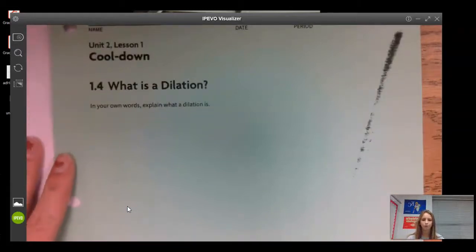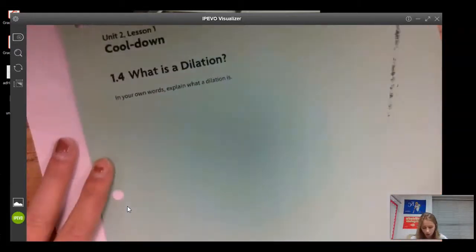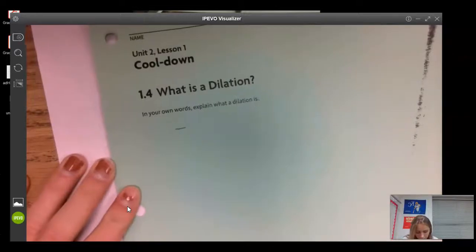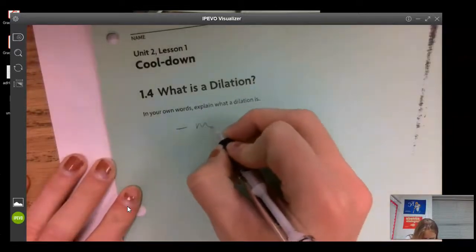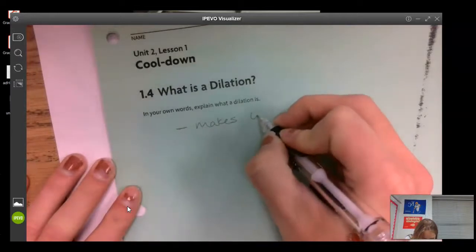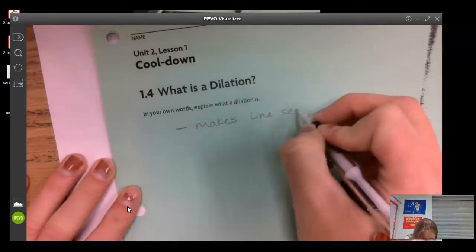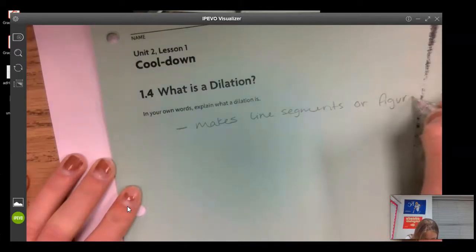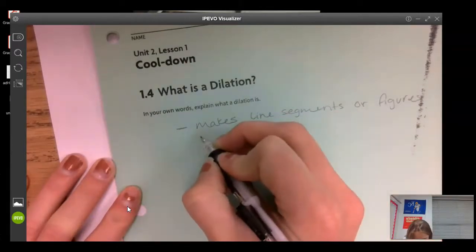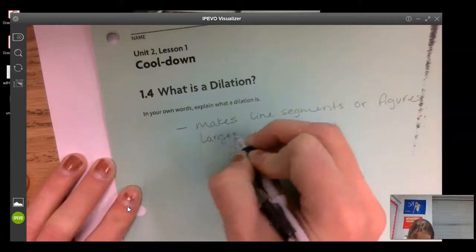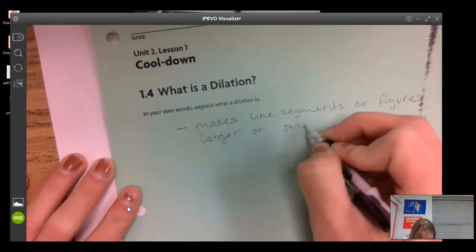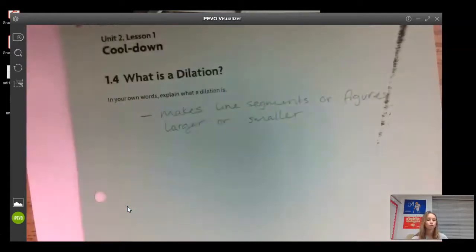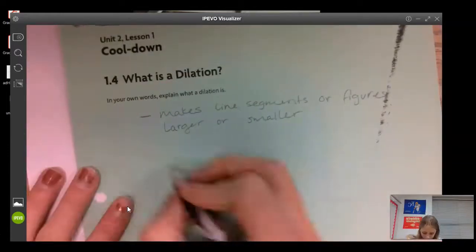So here we go. What is a dilation? There's a lot of information you could put in here. What a dilation does is it makes figures, line segments, or figures larger or smaller. So it doesn't always make them bigger, and it doesn't always make them smaller. It could do either.